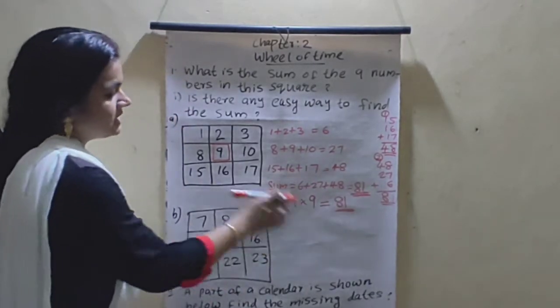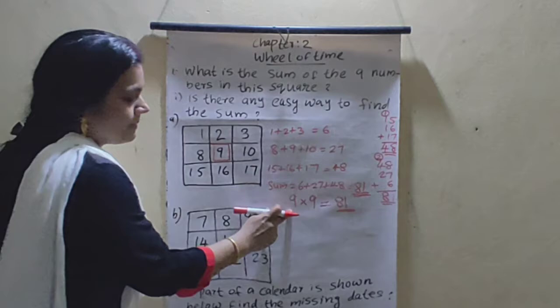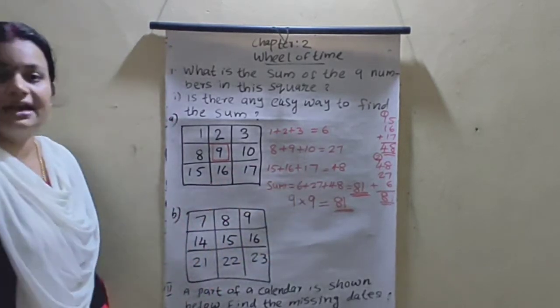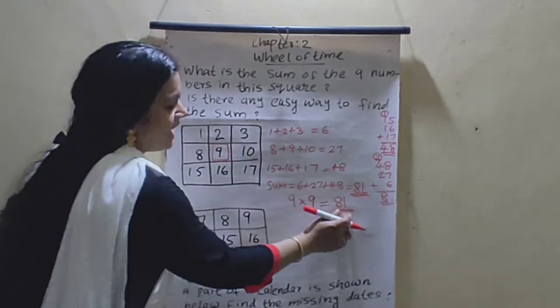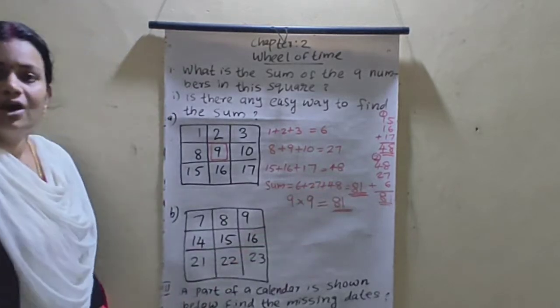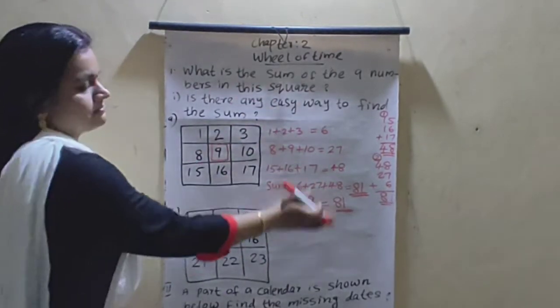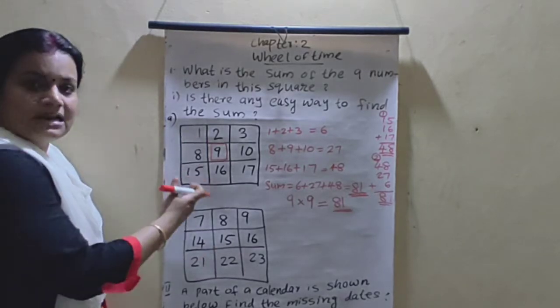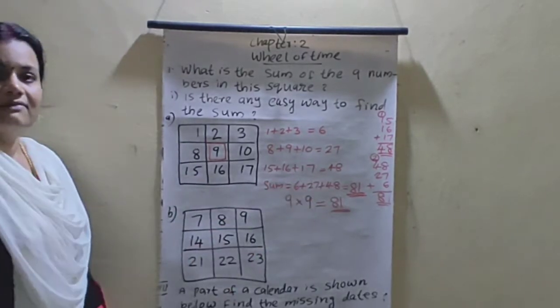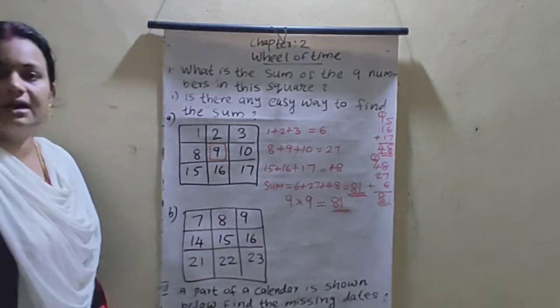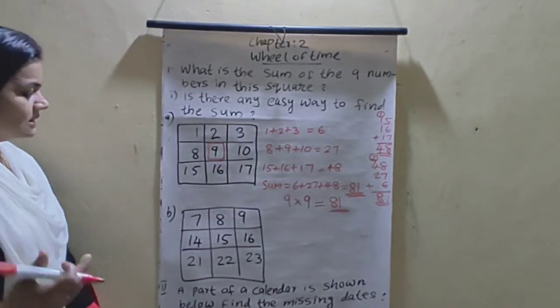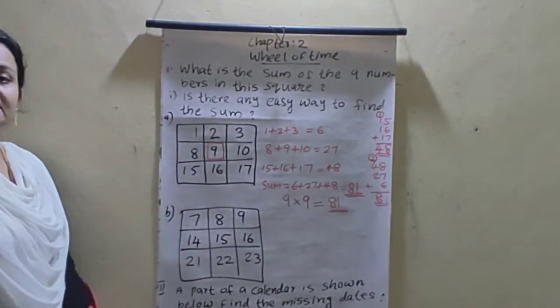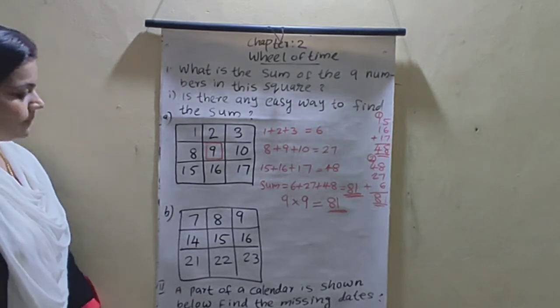How to find the easy way? First find the middle number, then multiply by 9. 9 nines are 81. Both methods give the same answer. No need to calculate with these steps; only select the middle number and multiply by 9. We got the answer 81. Understood the problem? Then look at the second square.